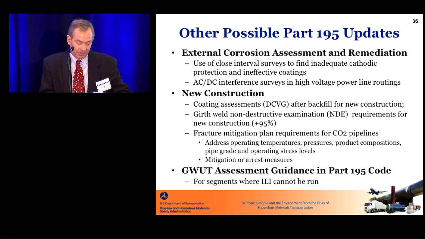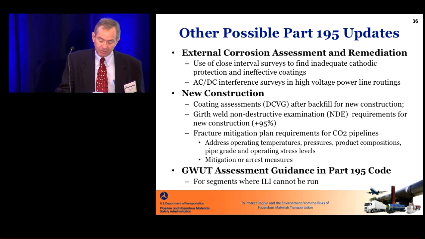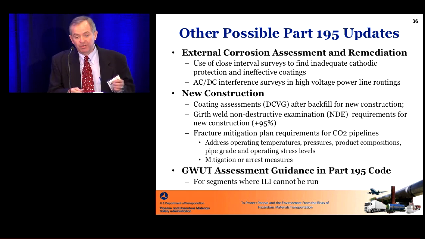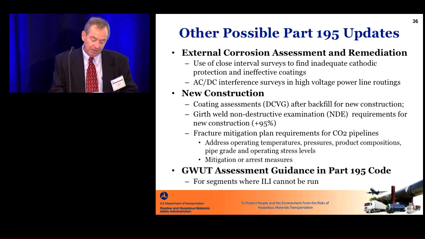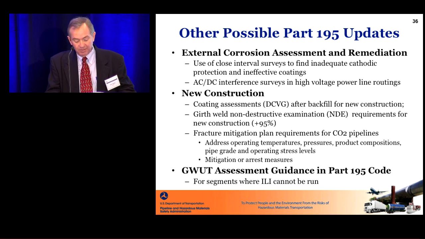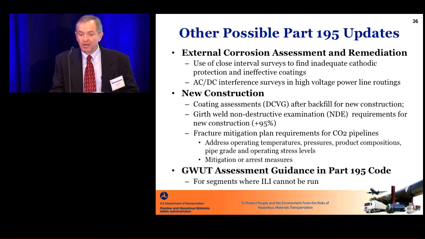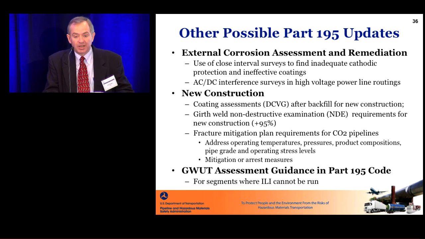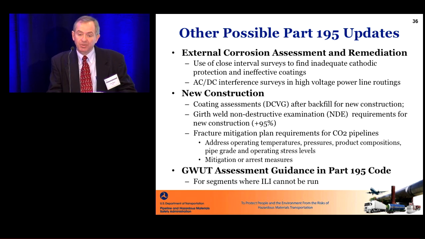It's no cost effect. The other is we're seeing a lot of CO2 pipelines being installed, or that have just recently been installed. And in the code, if you're a CO2 pipeline owner, it says you have to have a fracture mitigation plan. But that's all it says. It doesn't give you anything on how to address operating temperatures, pressures, your product composition, pipe grade, operating stress levels for mitigation. So we think we need to put something there on how often you arrest.